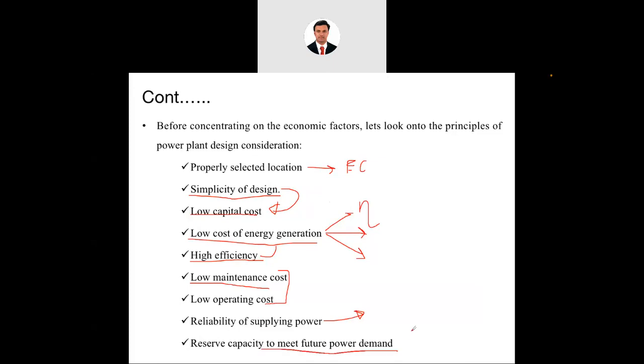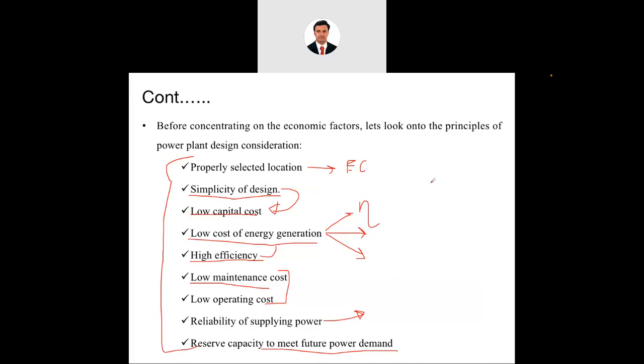Then also the reserve capacity to meet the future power demand. As you know, whenever we design any power plant, we plan that power plant based upon the demand at that particular time. We also have to consider the demand which is required in the future, or we can say the forecast. So we have to design the power plant such that it will meet the future power demand, or we can expand the power plant in the next few years as demand grows. So these are some design considerations whenever we consider any power plant designing or construction. These points we have to consider.